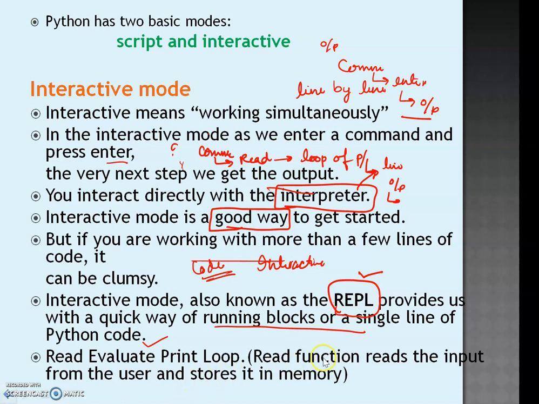This REPL can be explained this way: suppose you type a code line and immediately the interpreter reads it. That's what read says. Then the interpreter evaluates each code line that you enter. That is what evaluate says. Then it immediately gives the output in the print form, by running the loop among the code that you have written.